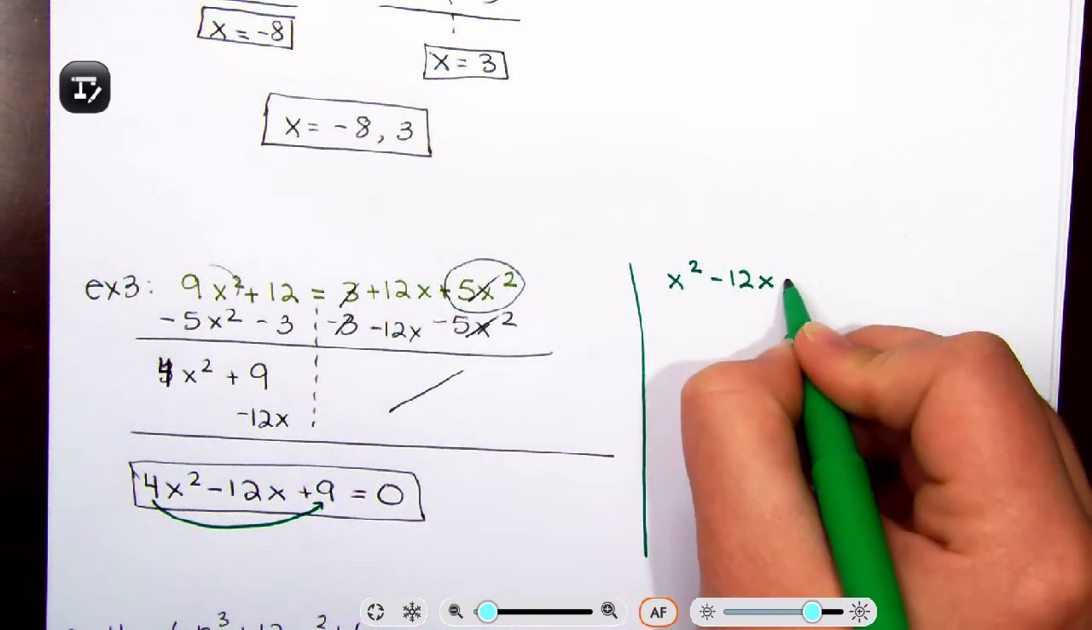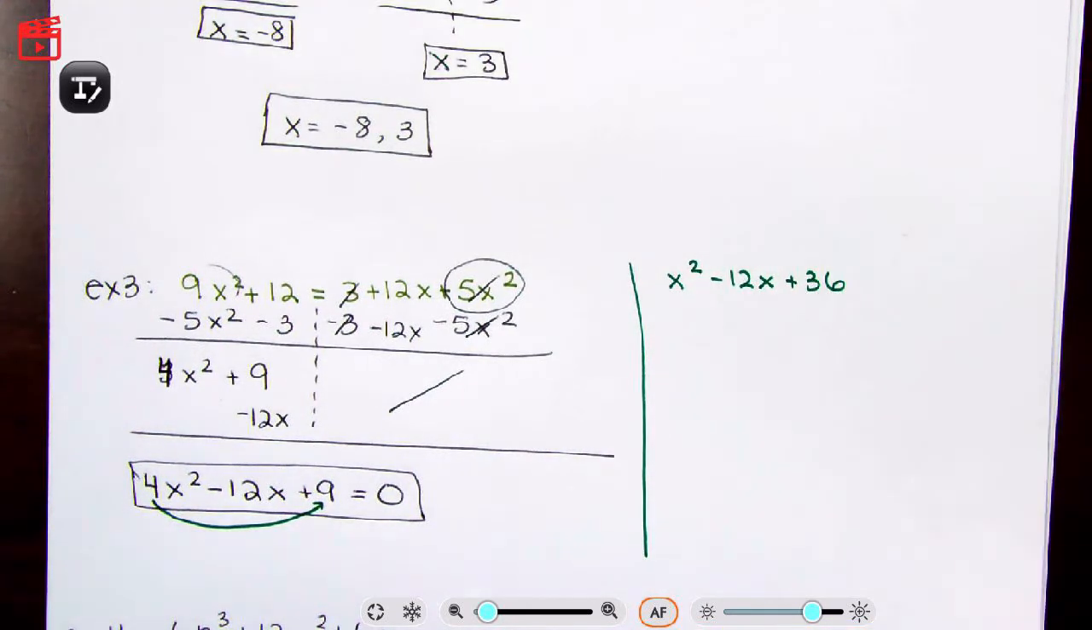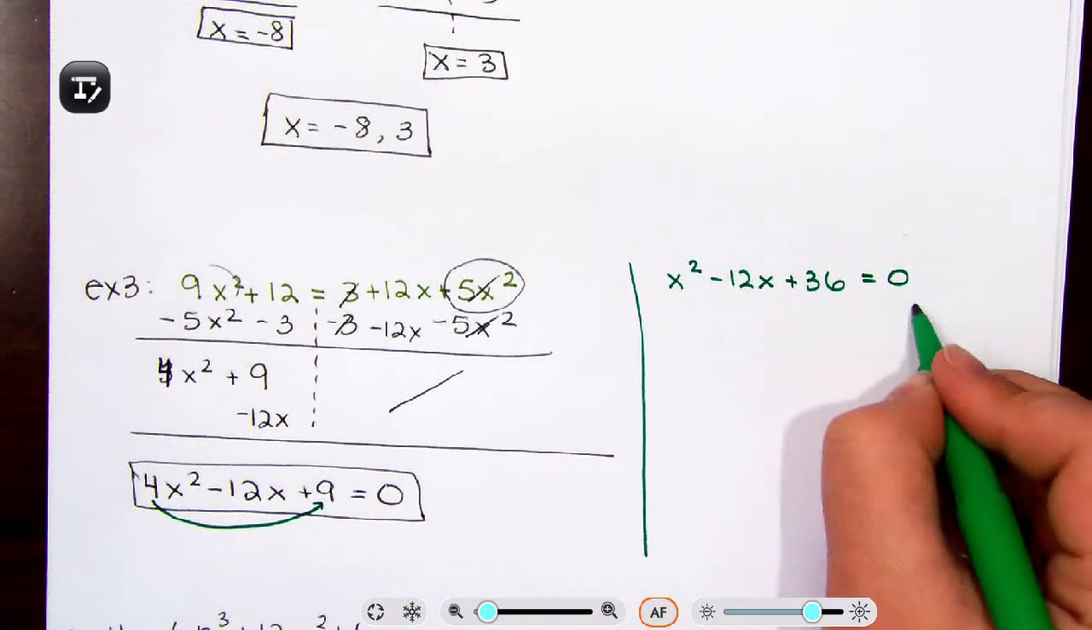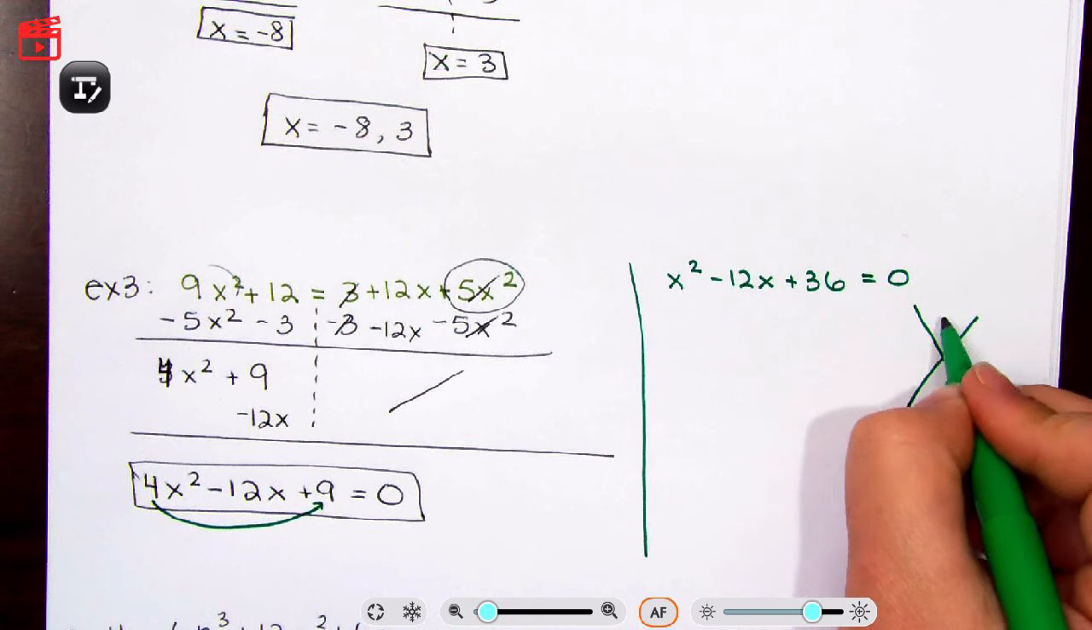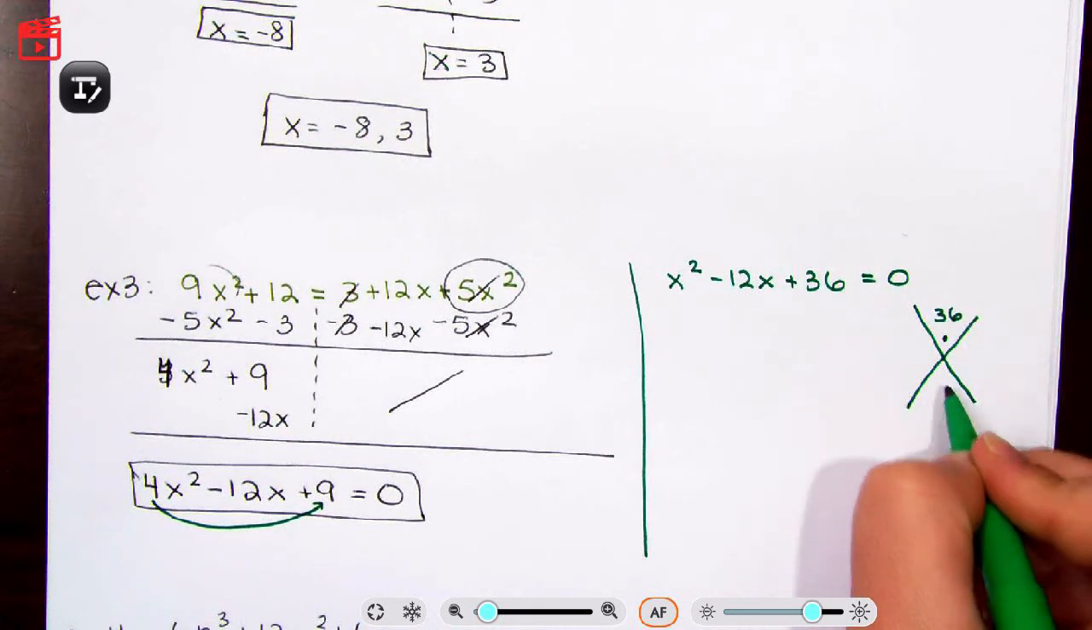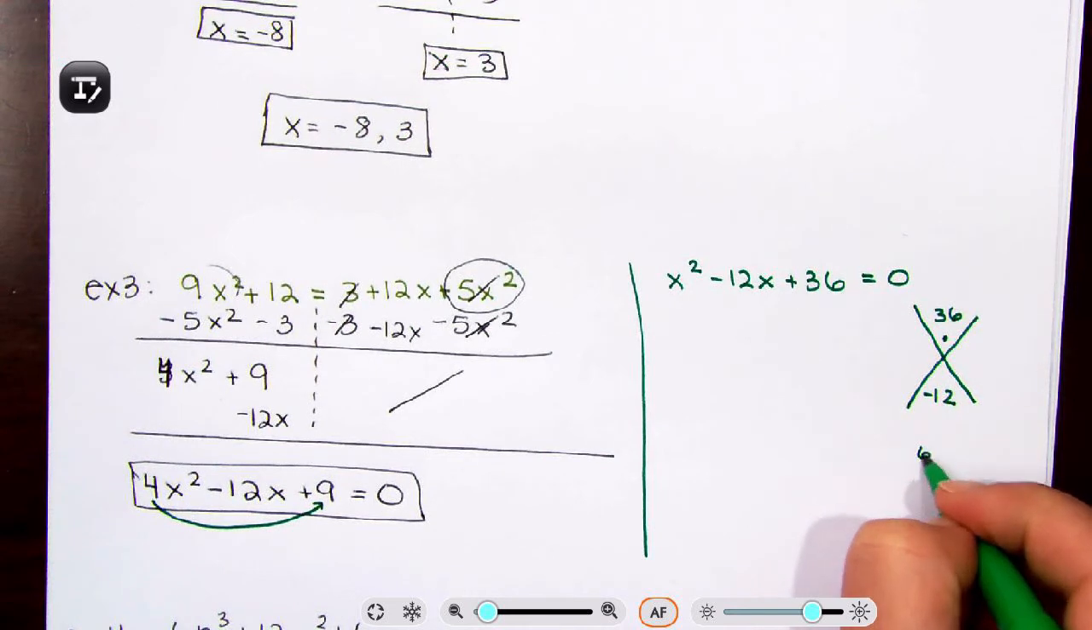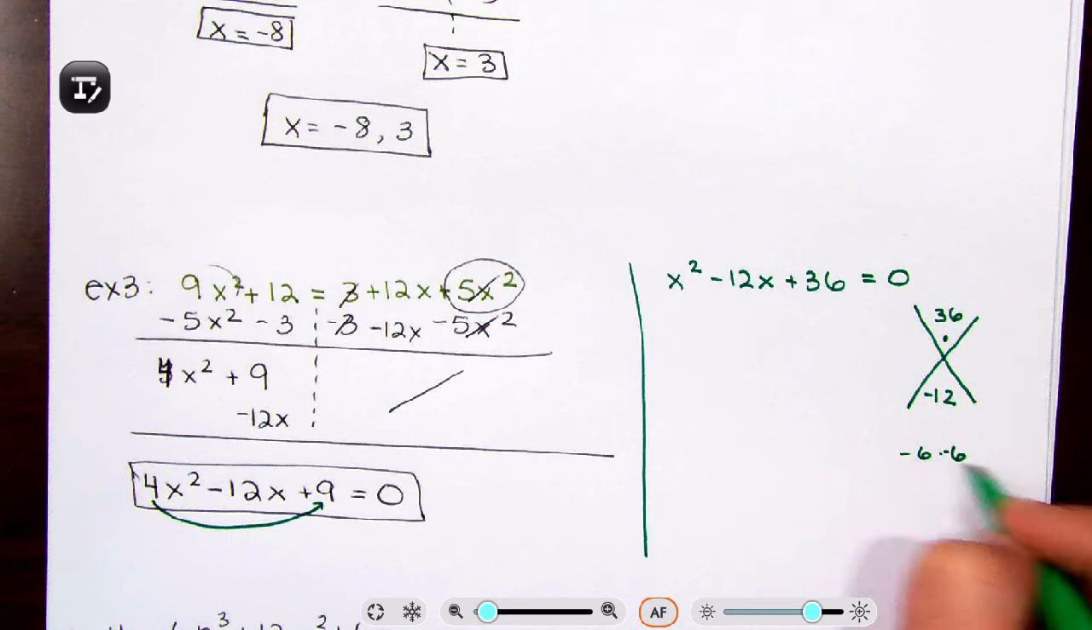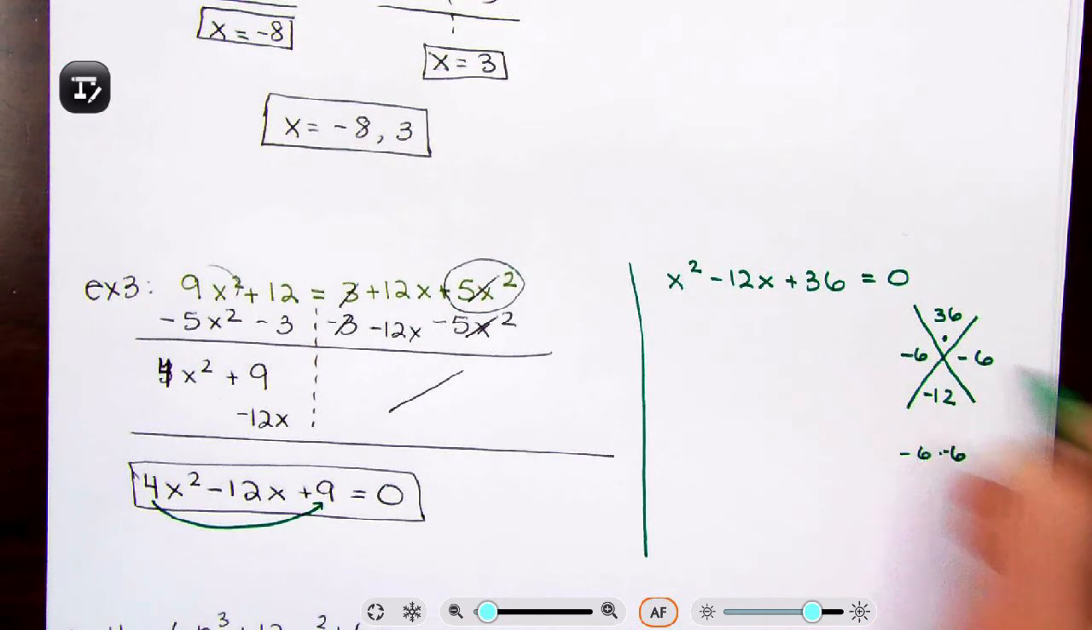9 times 4 is 36. We're talking about a positive, still set equal to 0. And we're going to do a quick guess and check. We want things to multiply to 36, and we want them to add to negative 12. First thing that comes to mind is 6 times 6 is 36. 6 plus 6 is 12. We want these to be both negative, so we're going to do a negative 6 here.